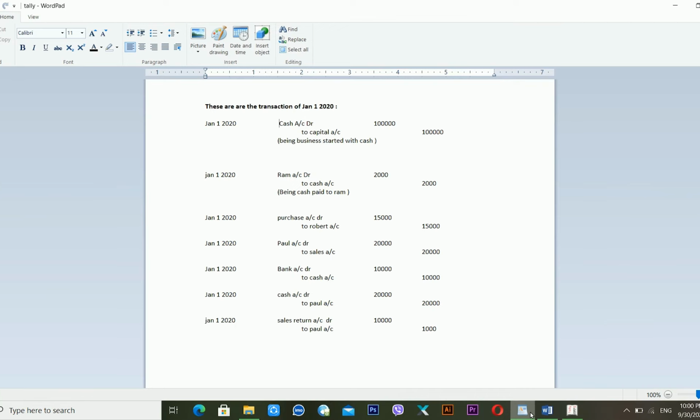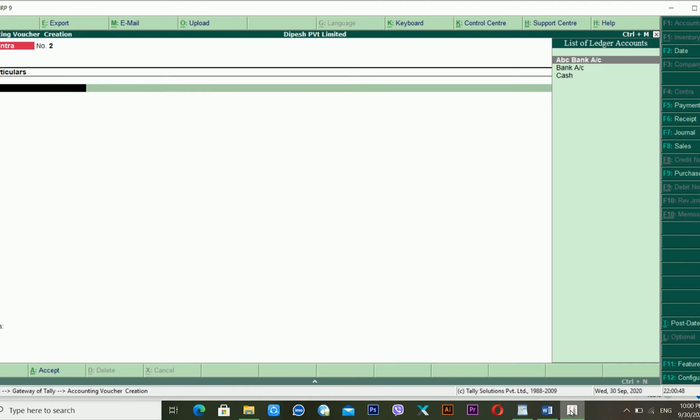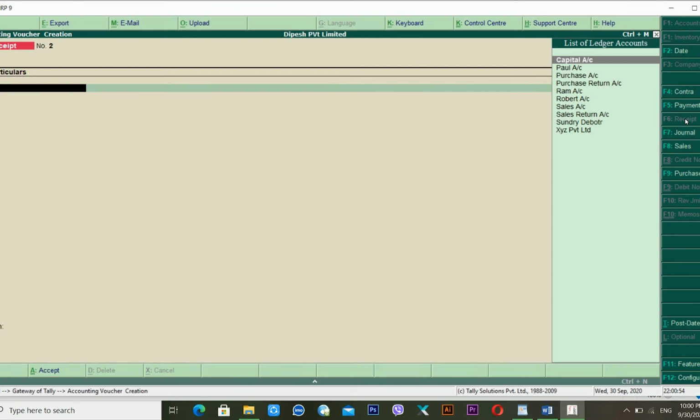Cash account DR to Paul account. This means Paul is giving us money, right? So it means we are receiving money from Paul. So that's why we have to use the receipt. Just press the F6 button or just click on the receipt.